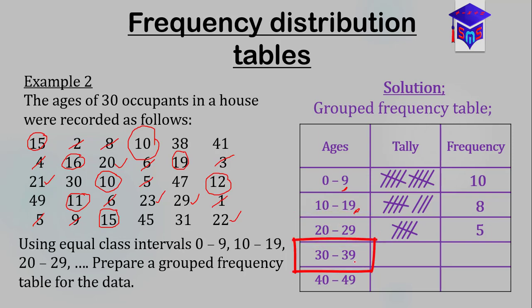Then you go quickly to 30 to 39. From the beginning, I'm trying to see where I can find 30 to 39. I have 1, 2, and 3 values in 30 to 39, and that's all. So the frequency is 3.